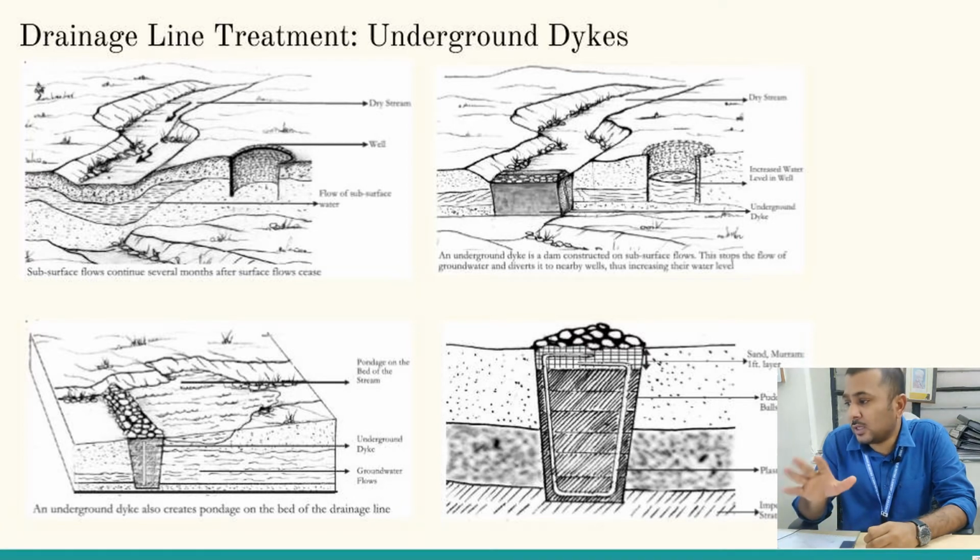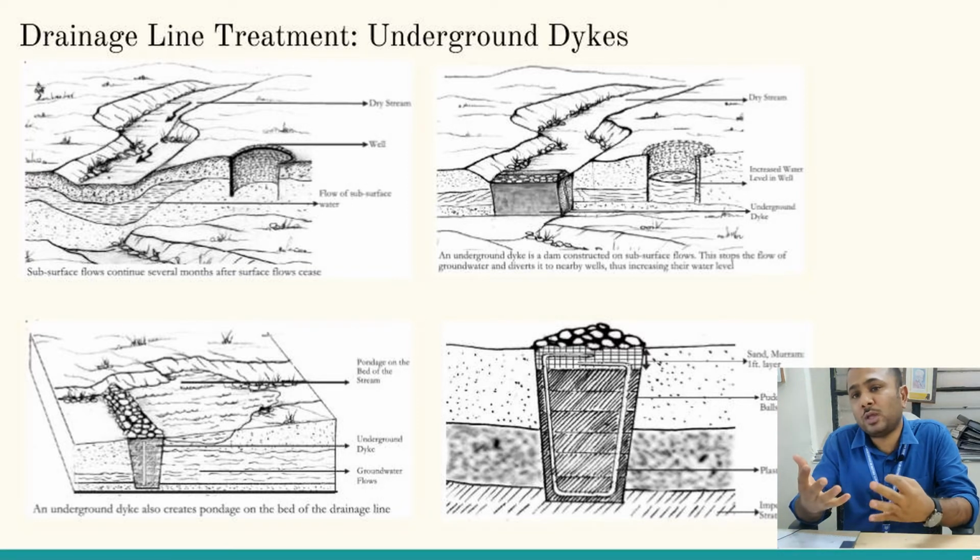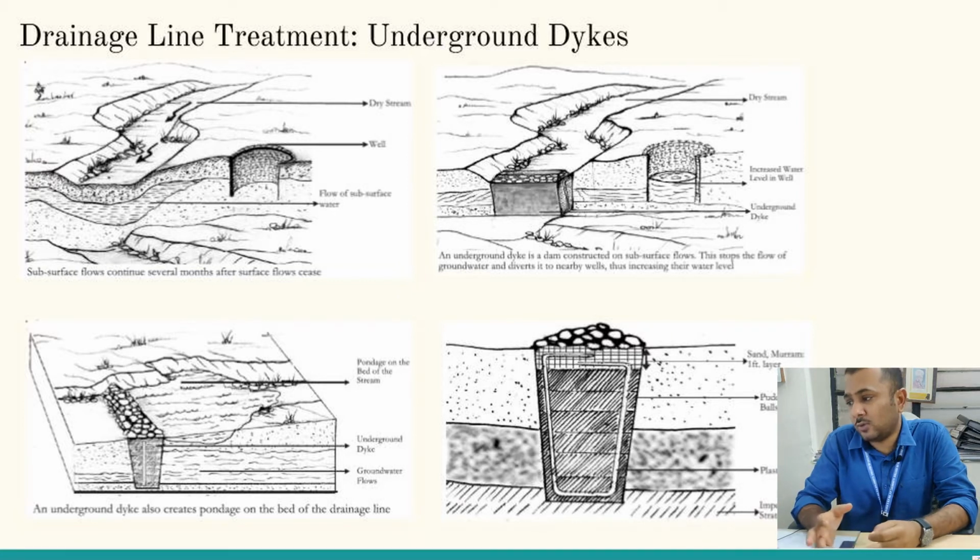Okay, and then at the top of that, a loose boulder check can be placed, as you can see in the figure. At the top of the underground dyke they have placed the loose boulder check, so that it will create some hydraulic gradient and help the water seep from the river into the underground dyke. After that, the underground dyke will help the water flow in the lateral direction. So this is the entire function of an underground dyke.